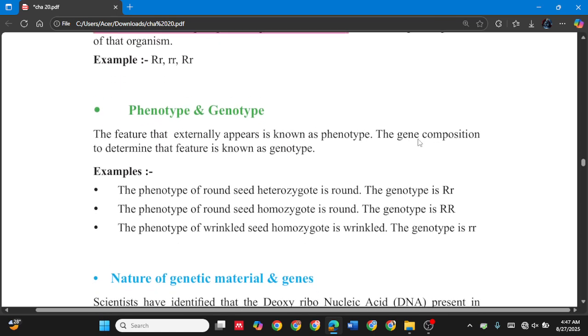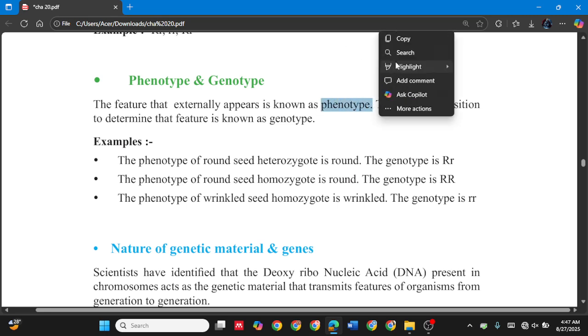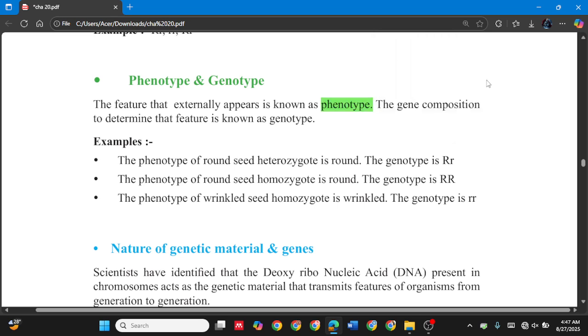Then phenotype and genotype. The feature that externally appears is known as phenotype. I told you that if it is tall, that is a phenotype. And genotype means the gene composition that determines that feature. The gene composition is what is called the genotype, right?